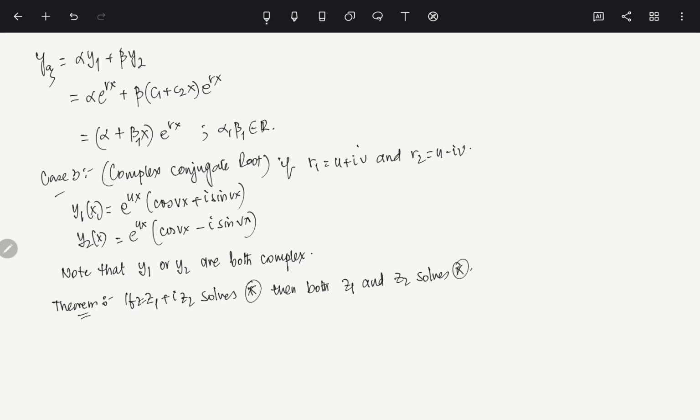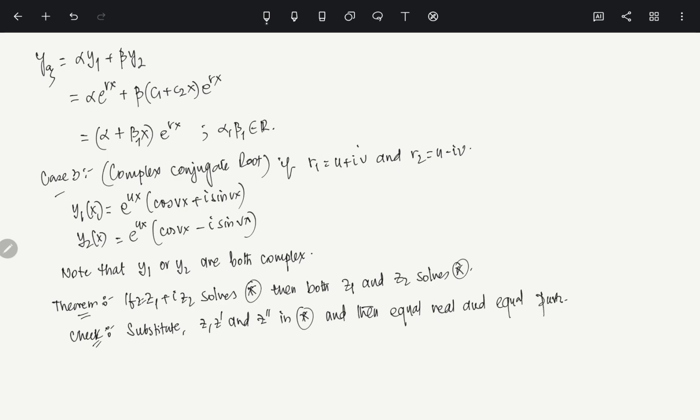So, how do you prove it? Very easy. So, please check this part. The solution I am not going to do it. Please check. Substitute z prime and z double prime in star, and then you equate the real and imaginary parts. Okay. So, you get the theorem.